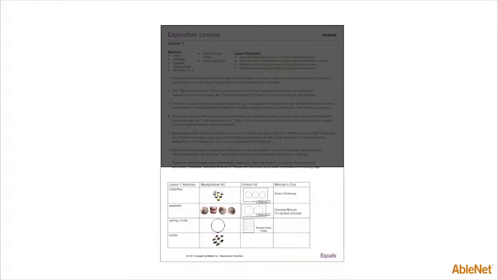The lesson number is listed at the top of the page. The list of materials and learning outcomes for the students will be found under the lesson number. To assist with locating materials, there is a table at the bottom of the page showing images of the needed materials from the manipulative kit, content kit, and members-only content. The materials from the members-only content are always going to be the action dictionary and pick symbol schedule.